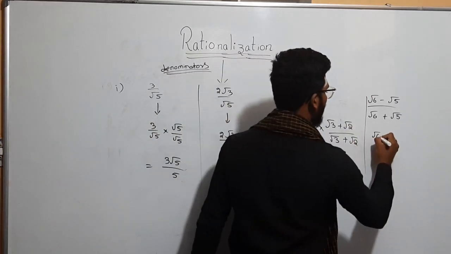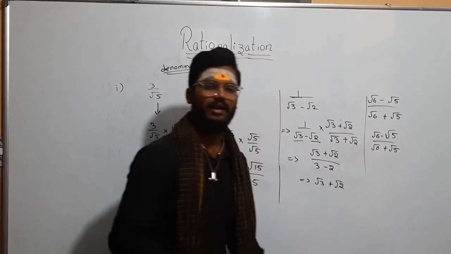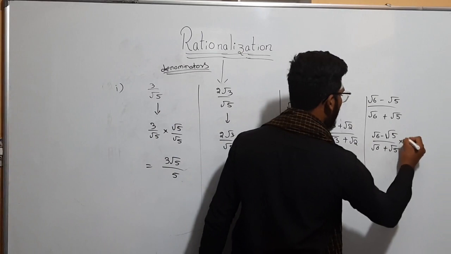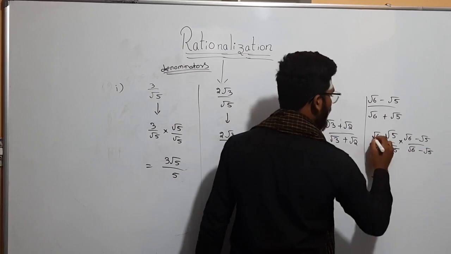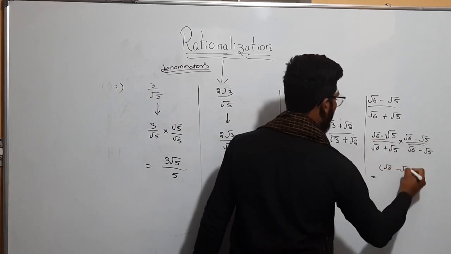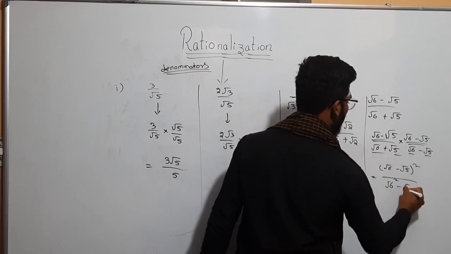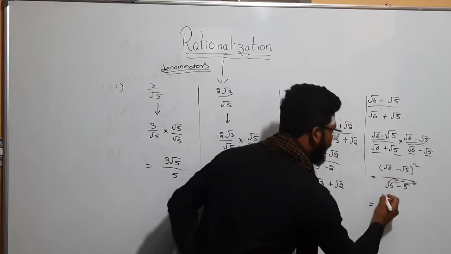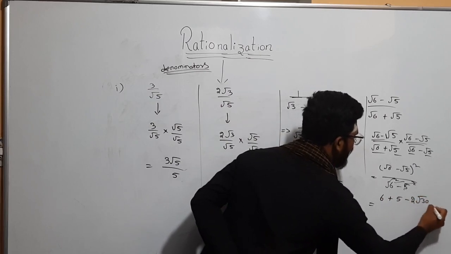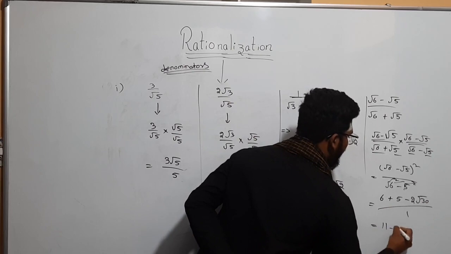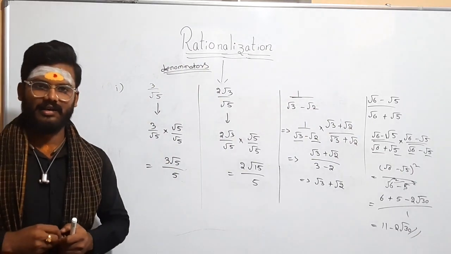In the same way here, root 6 minus root 5 by root 6 plus root 5, as we have to rationalize the denominator. What is the rationalizing factor for the denominator? Root 6 minus root 5. So we are multiplying and dividing in order to not change its value. Both are the same, right? So root 6 minus root 5 whole square by a plus b into a minus b, a square minus b square. So 6 minus 5 it is 1. A minus b whole square, a square plus b square minus 2 root 5 into root 6, 2 root 30 by 1. So 11 minus 2 root 30 is the final answer after rationalizing.